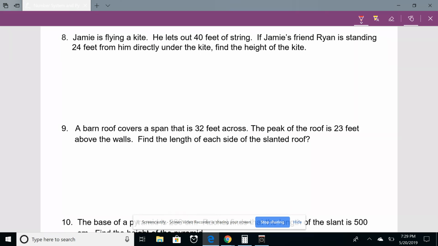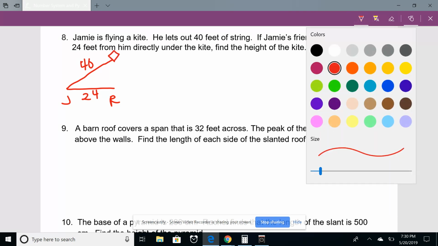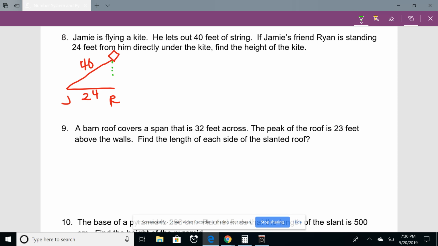This one right here. Jamie is flying a kite. He lets out 40 feet of string. If Jamie's friend Ryan is standing 24 feet from him directly under the kite, find the height of the kite. So we have Jamie and Ryan. We know they are 24 feet on the ground from each other. Jamie lets out string from a kite that is 40 feet long.